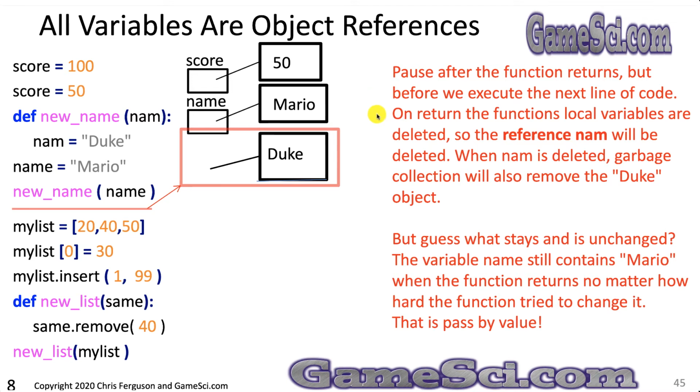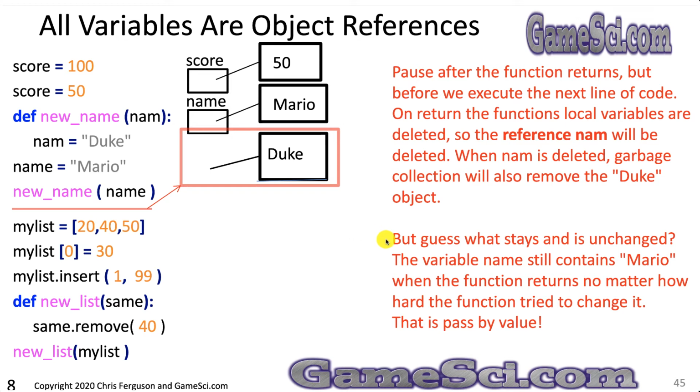On return, the function's local variables are deleted. So the reference NAM will be deleted. When NAM is deleted, garbage collection will also remove the Duke object. Local variables, and parameters are local variables, disappear when the function returns. We lost our reference to this object. Well, what happens when you lose a reference to the object? Garbage collection will delete that object.